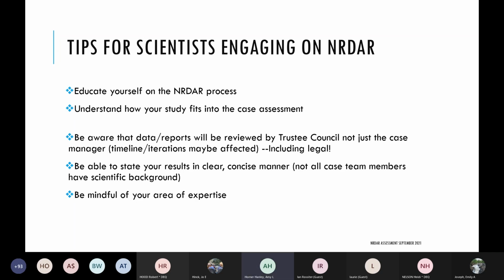Another practice tip is just to be mindful of your area of expertise, right? If your area of expertise is as a malacologist, or you're an avian specialist, or a fish biologist, that's fantastic, and we've hired you because of that level of expertise. There are a lot of other things that NRDA case managers need to prove for our case. So trying to figure out the line of how much of that to include in your report versus in some other trustee report is worthy of a few discussions.